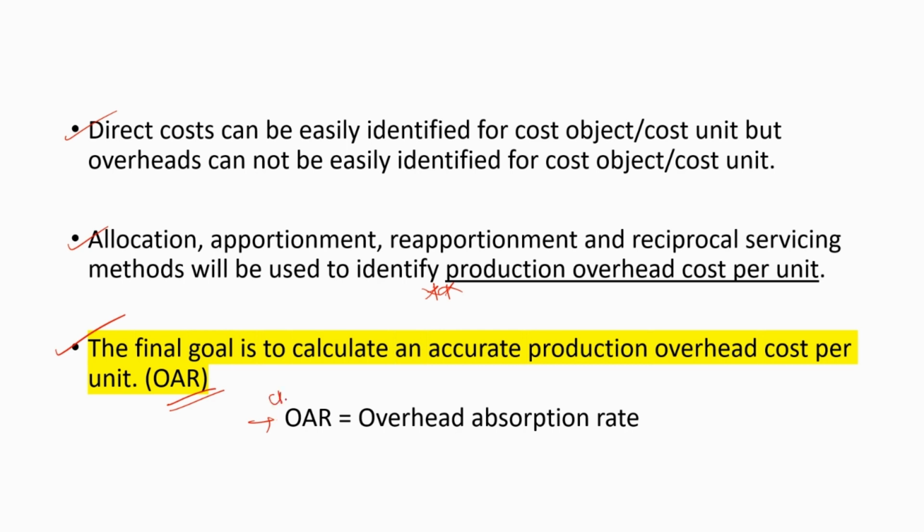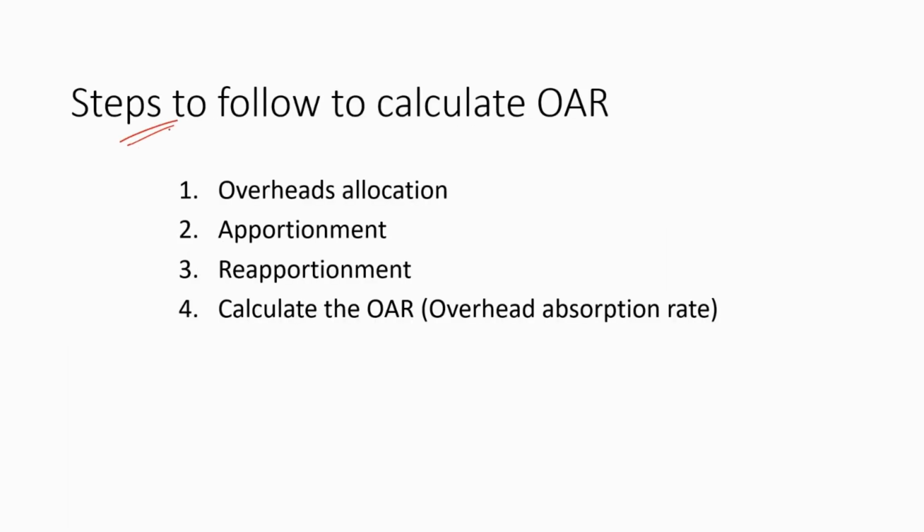This is the final goal when it comes to overhead allocation, apportionment, reapportionment and reciprocal servicing. We need to calculate the OAR. These are the steps to follow to calculate the OAR. First one is overheads allocation, then apportionment, then reapportionment, and lastly we can calculate the OAR.